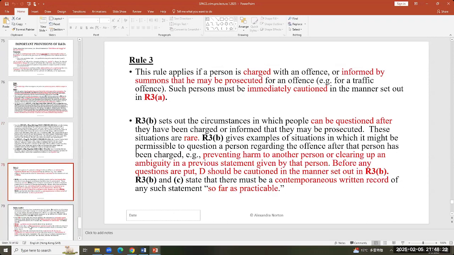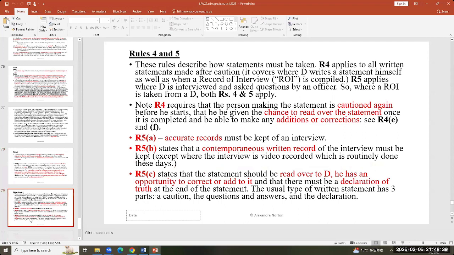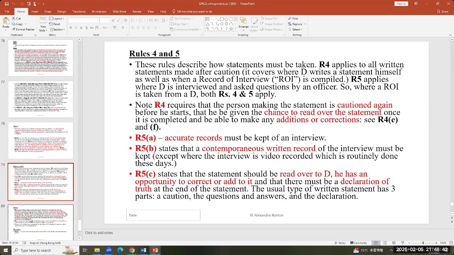Rule 3 deals with Principle D. As soon as they are charged, they must be immediately cautioned and the circumstances under which additional questions can be put after the charge. Rules 4 and 5 deal with written statements and records of interview. So they must have the chance to read over the statement, the ability to correct it or add anything to it. It has to be an accurate record of the interview. So if the interview is in the question and answer format, the officer has to accurately record what it is that the suspect is saying back to them.